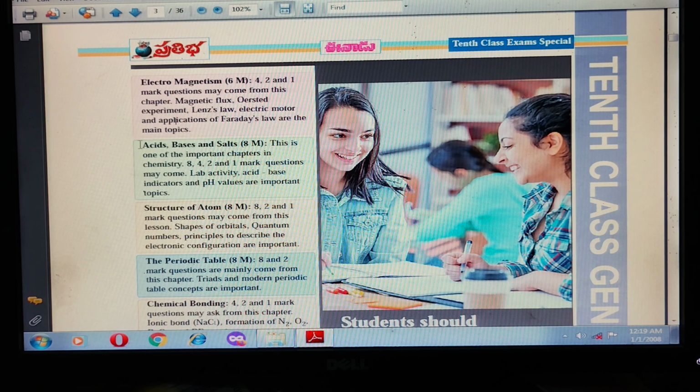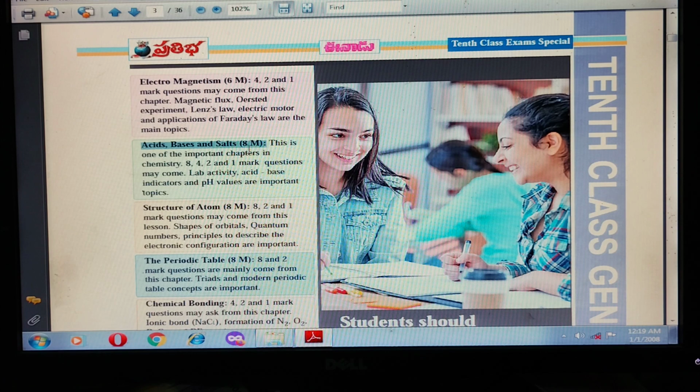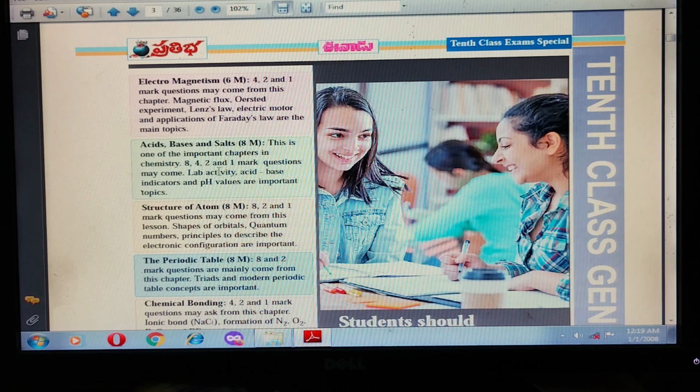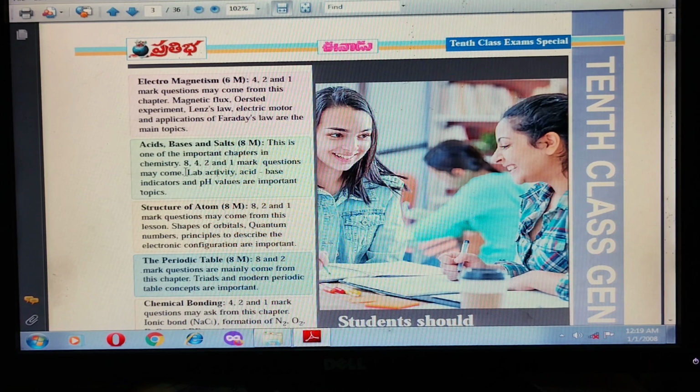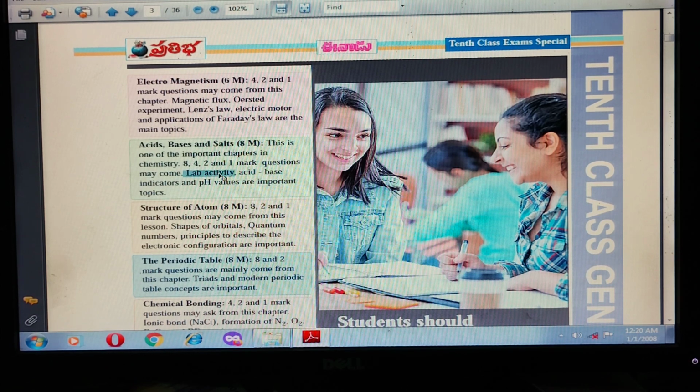Next chemistry topic, acids, bases and salts. There is a chance of 8 marks from this chapter. This is one of the important concepts in chemistry. 8 marks, 4 marks, 2 marks and 1 mark questions may come. Lab activity. In this we have 3 lab activities. What happens when a metal, suppose zinc, reacts with HCl? One lab activity is there, even though it is not in the TQ questions. Students have to practice this question well.